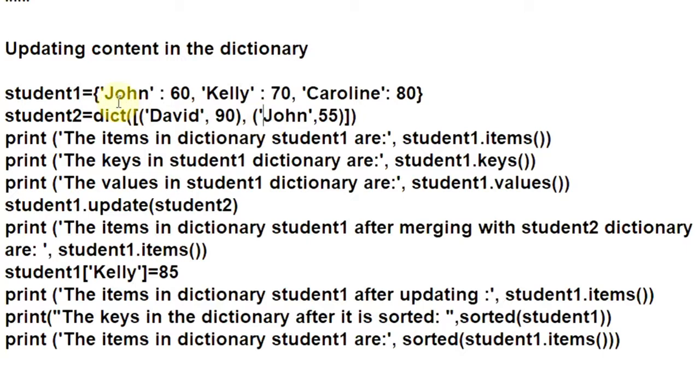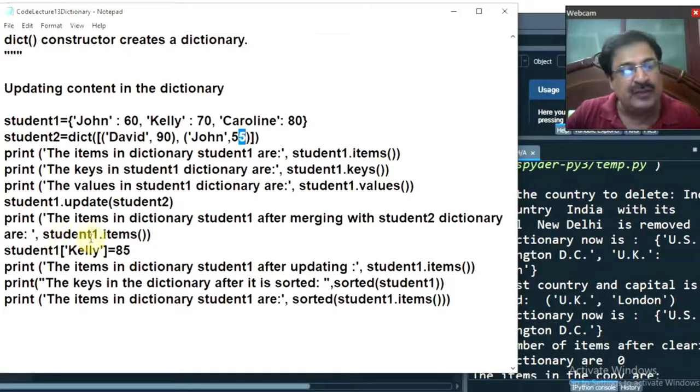John. Does the John key exist in this student1 dictionary? Yes. So the value 60 will be overwritten by the new value which is supplied, 55. So what will happen? John with value 55, key Kelly 70, Caroline 80, and you get David 90 added at the end. So when you display items, you get the output as I said.